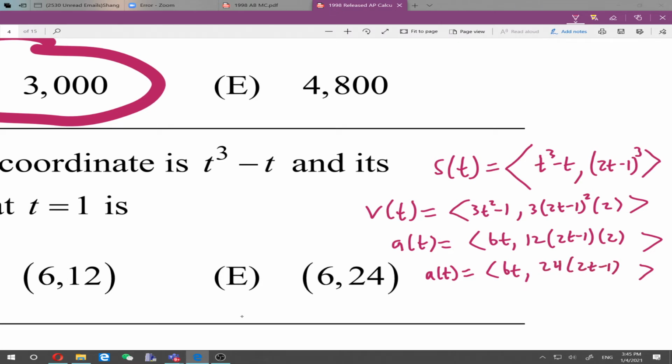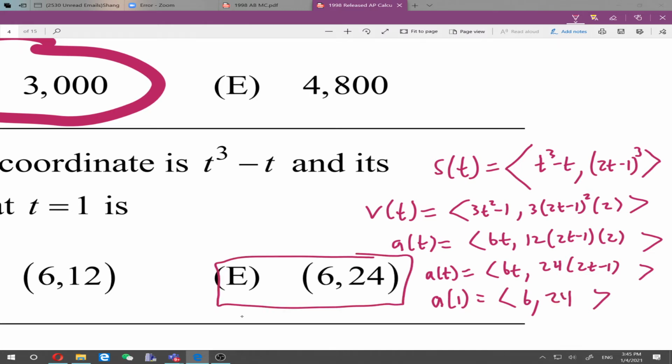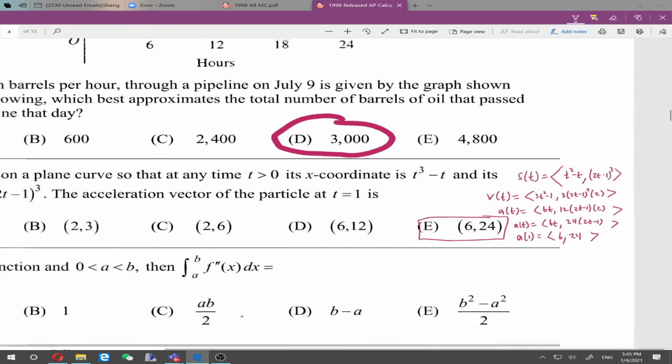Okay. So when t is 1, what is our acceleration? 624. 624, which is e. Awesome.